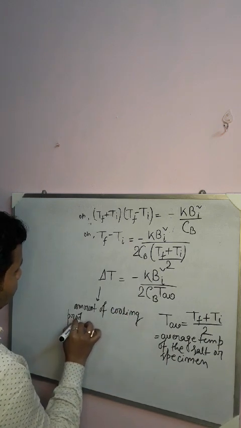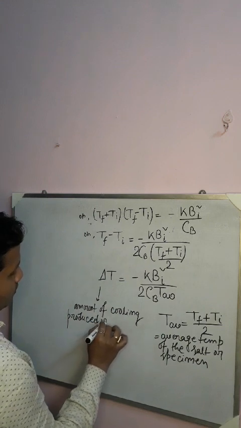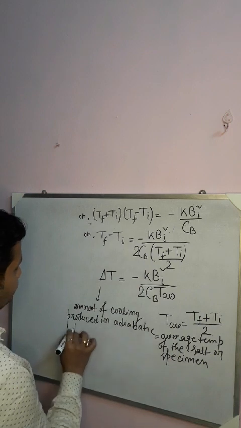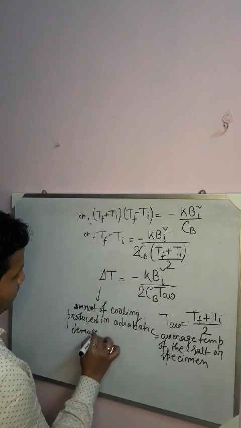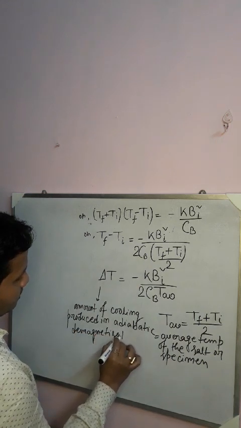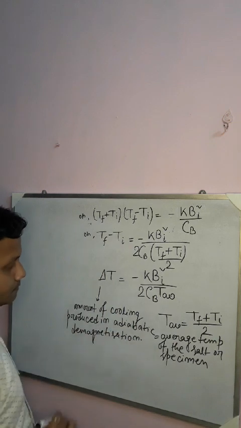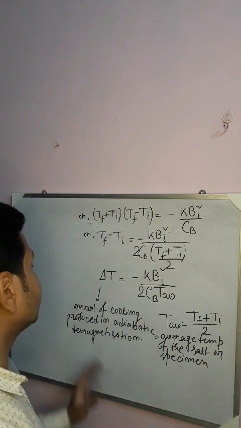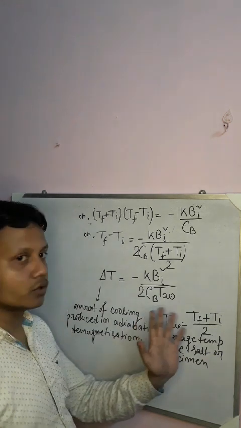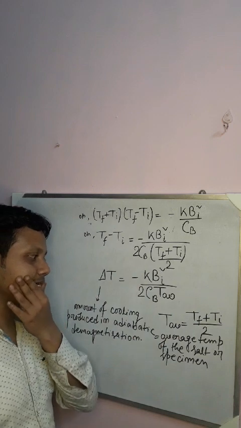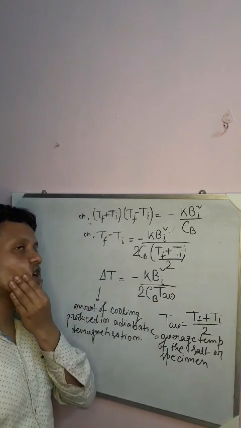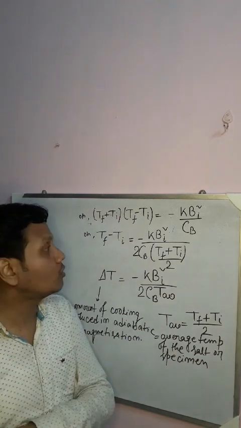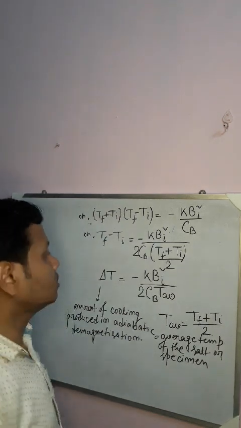produced in adiabatic demagnetization. So this is the amount of cooling produced during the adiabatic demagnetization process. You can find this in all books. You can follow A.B. Gupta's book, Brijlal's book, or C.L. Arora part 2. You will get this.